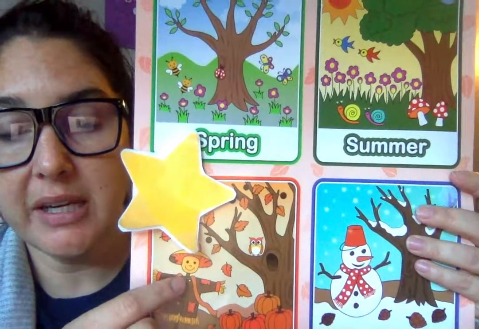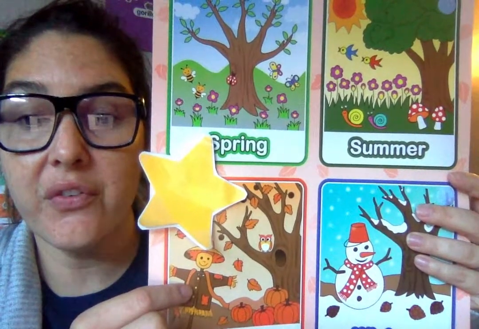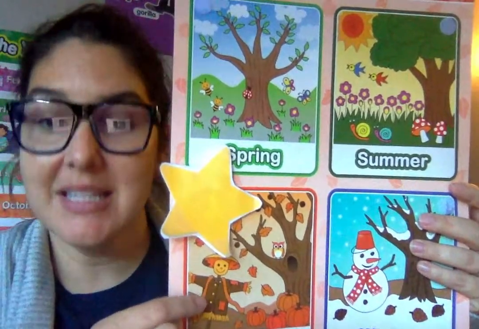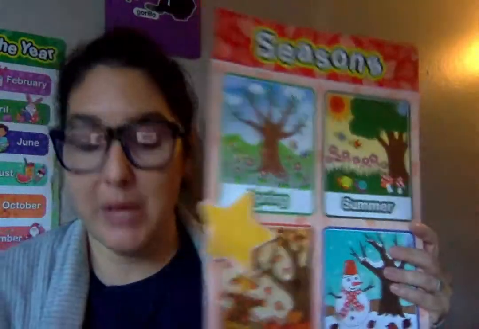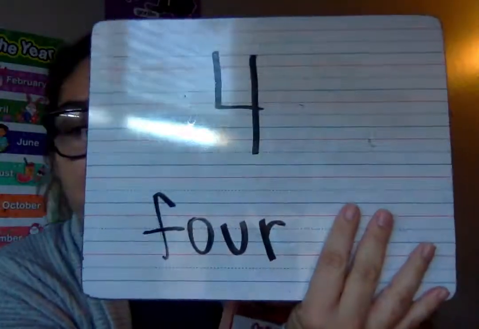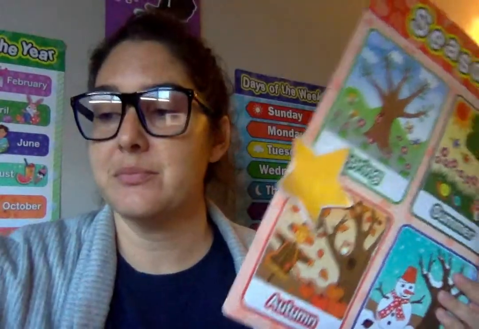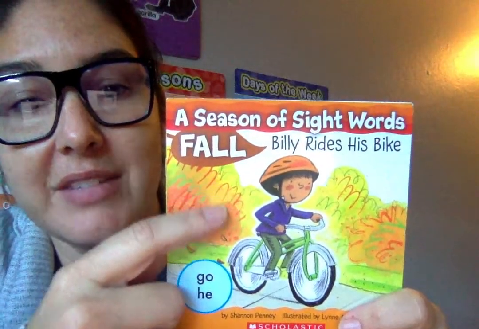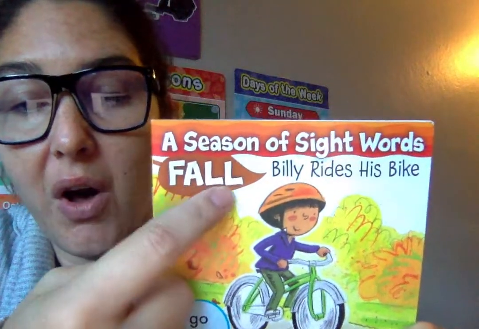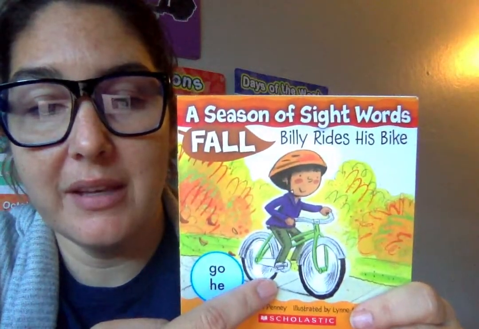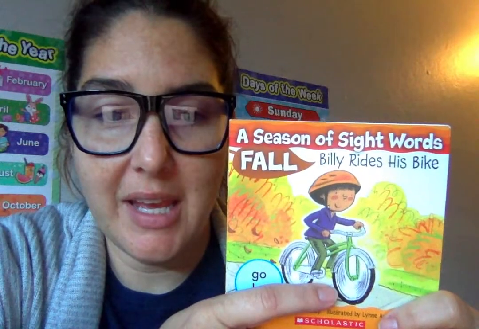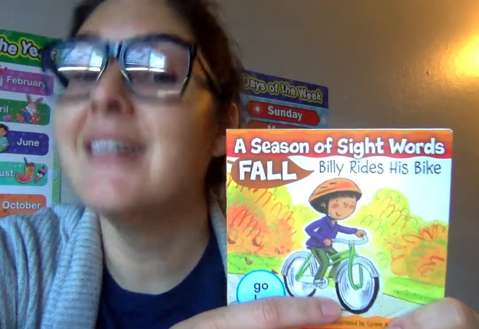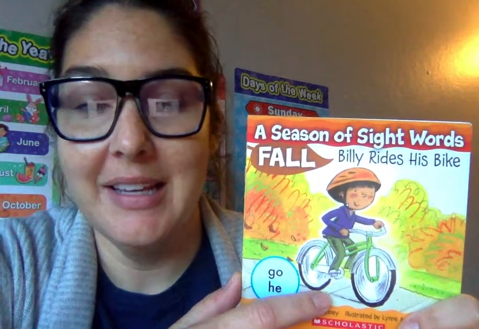And we're still here. We are in the season of fall. The season is fall. And we have 4 seasons. Okay, let's read a little story about our season of fall. A season of sight words. There's fall. And what's he doing? Is he riding a bike? Yes, he's riding a bike.